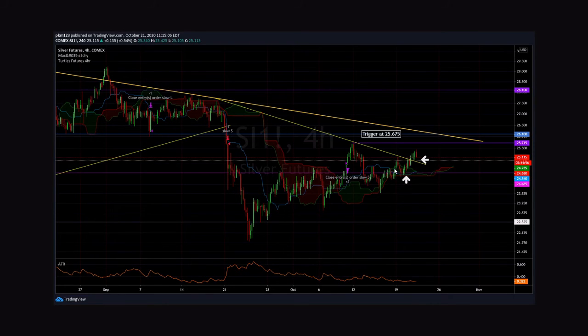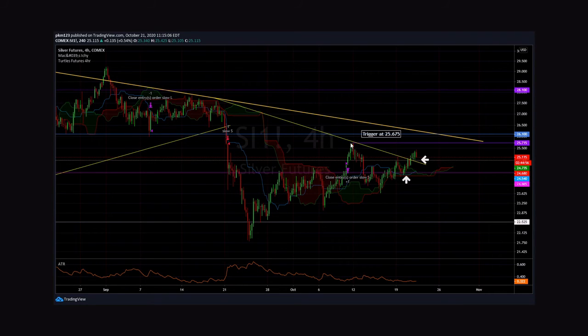However, the third criteria is we have to break the previous high of the last 20 days, and that price is $25.71. I put a trigger at $25.67. I tend to be a little early because we've already broken the trend line, but if we do not pierce $25.71, I will consider closing the trade at a break even or a loss.